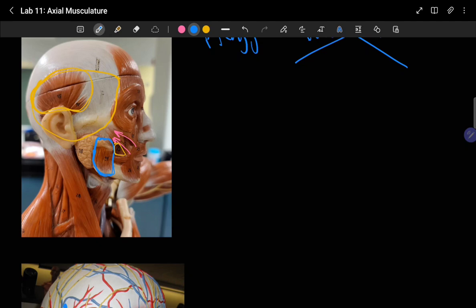And that is everything from the head. Next video, we're going to run through the neck, and then kind of the second half will be muscles of the torso.